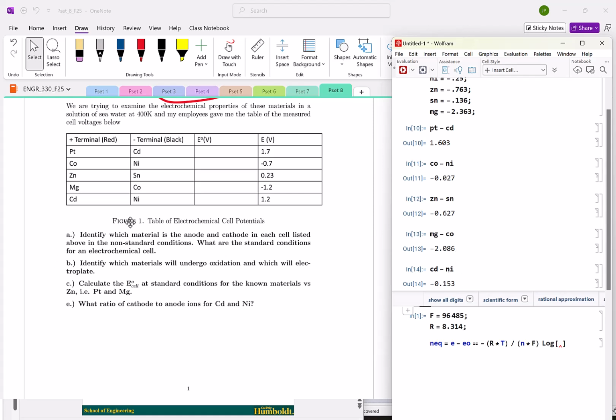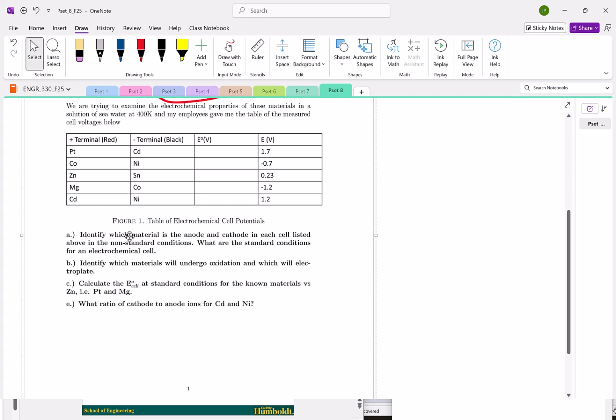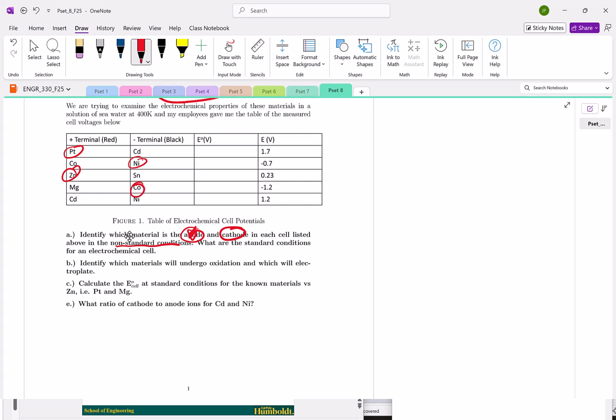Which materials are the anode and cathode in each cell listed? In the non-standard conditions, I'm going to circle the cathode in each cell. Here is where we're gaining electrons, and that's just from electron flow, which is the sign of the voltage that we got. We've already filled out the standard conditions.